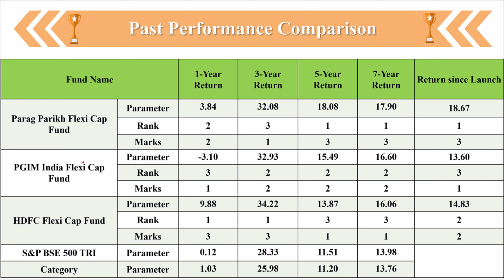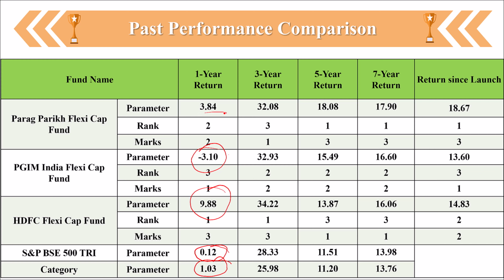First, for the 1-year return, you can see that it's a red flag over here because PGIM India Flexi Cap Mutual Fund has given a negative return in the past 1 year, whereas the benchmark has given a 0.12 return and the category average is 1.03%. So they are not able to beat the benchmark as well. You can see that the SDFC Flexi Cap Mutual Fund has given a return of 9.88%, which is massive as compared to the category average. And Parag Parikh Flexi Cap Mutual Fund has given a return of only 3.84%.